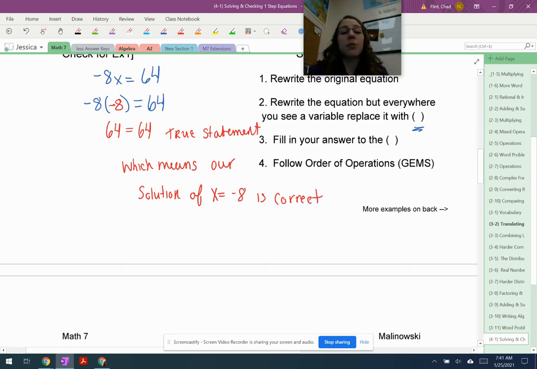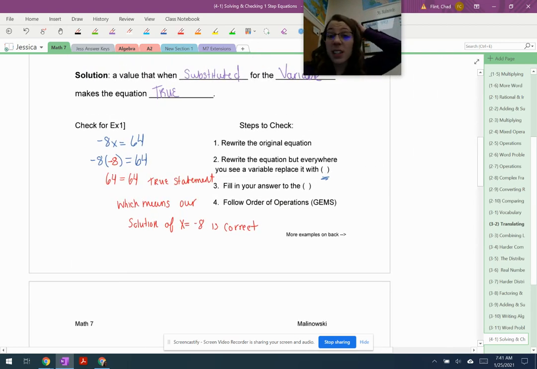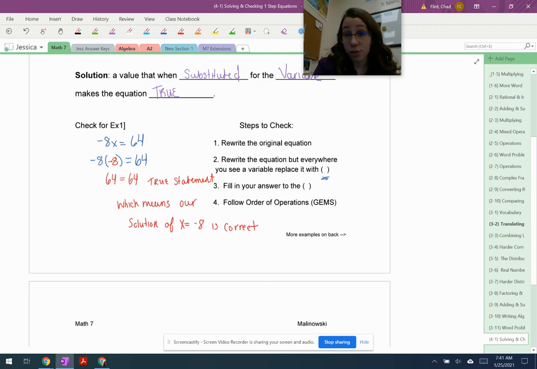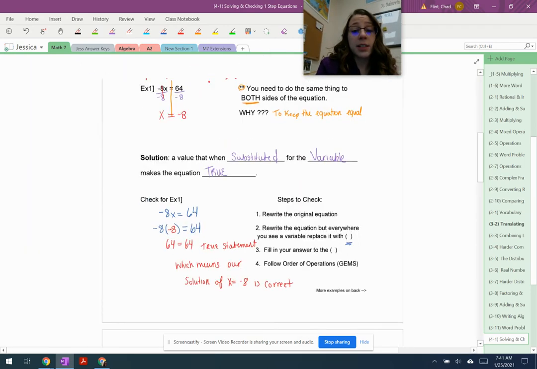That's what that means. If you get a false statement, like if we would have gotten something like 60 is equal to 64, that's not a true statement, which means that our solution would be wrong. Or, remember, it is always possible that you made a mistake in your math when you're doing your checks, which is why it's going to be super important that you're using your calculator and checking your work, if not just straight out using it. All right, we'll look at the next example on the back.